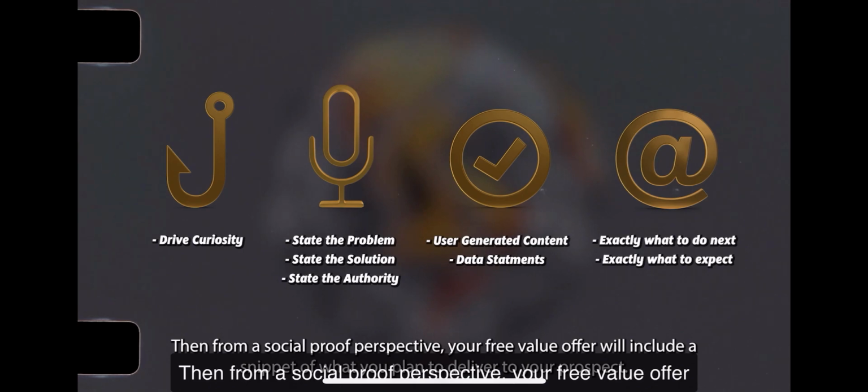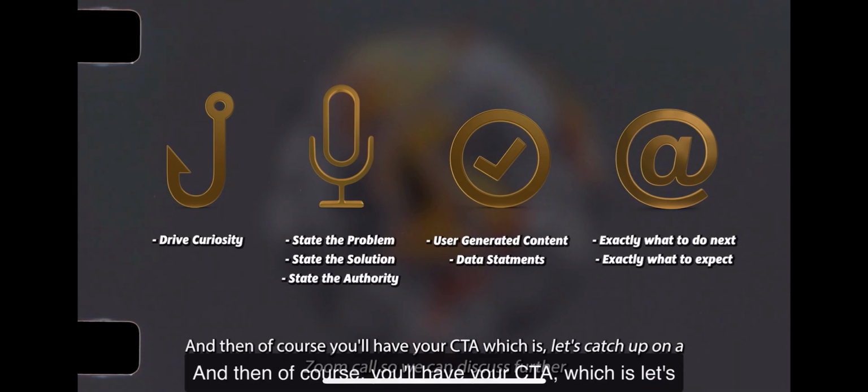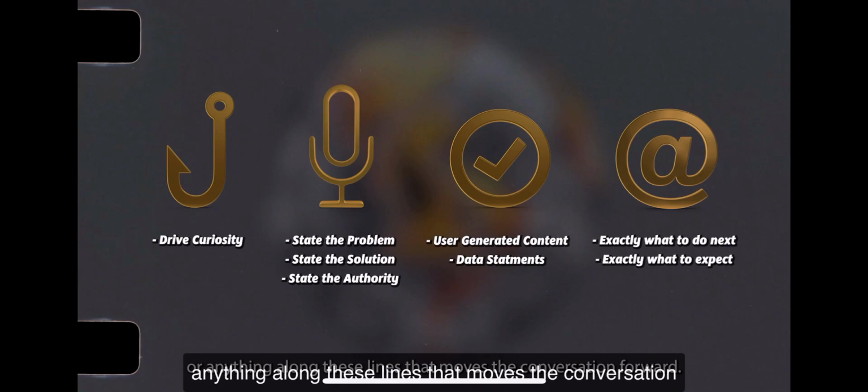Then from a social proof perspective, your free value offer will include a snippet of what you plan to deliver to your prospect. And then of course, you'll have your CTA, which is let's catch up on a Zoom call so we can discuss further, or anything along these lines that moves the conversation forward.